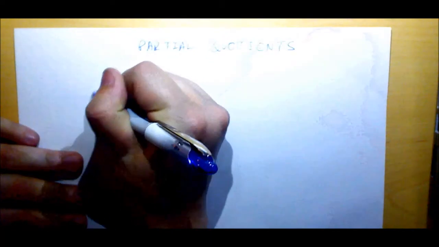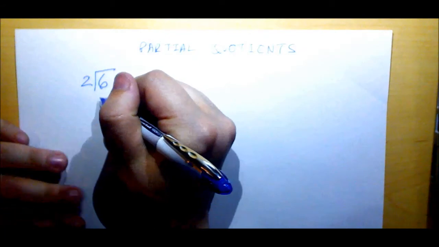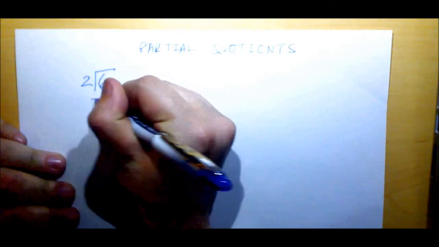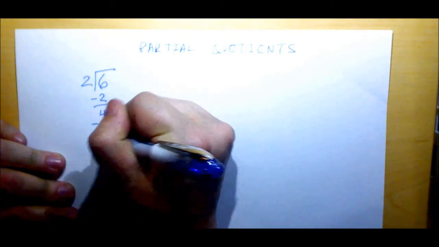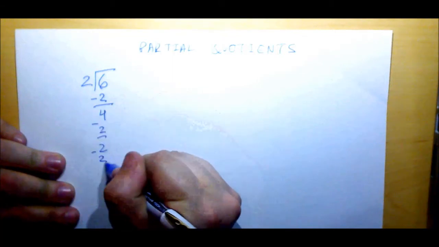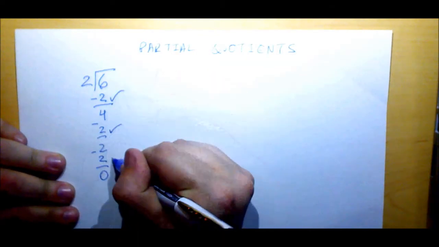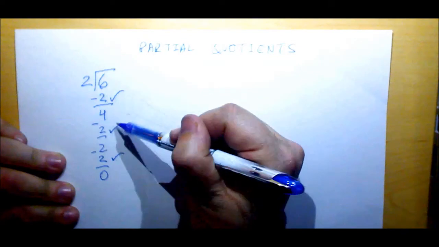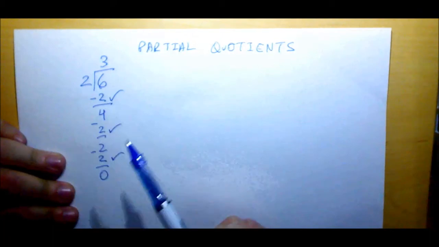If I have 6 divided by 2, and I don't know my division tables, I would just see how many times I can subtract 2. 6 minus 2 is 4, 4 minus 2 is 2, 2 minus 2 is 0. So I subtracted it here, I subtracted it here, and I subtracted it here. I count 1, 2, 3, and 3 is my answer. So we're going to do something like this, except with much bigger numbers.